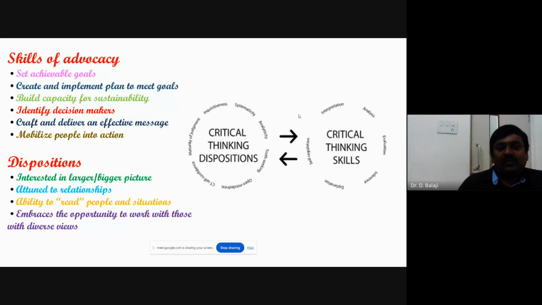Identify decision makers, and have good contact with them. Craft and deliver an effective message. Whatever communication you have, written or oral, verbal, everything should be good and nice. Mobilize people into action. Being a leader in the organization, you have to mobilize people into action. What should the leader have? Interest in the larger, bigger picture, attention to relationships, ability to read people and situations, and embracing the opportunity to work with those with diverse views.